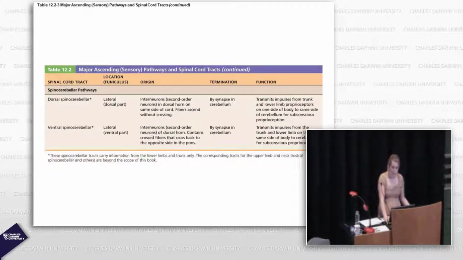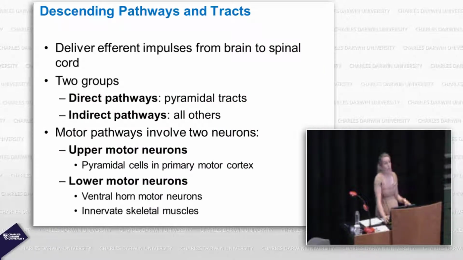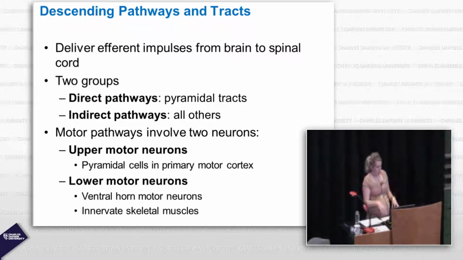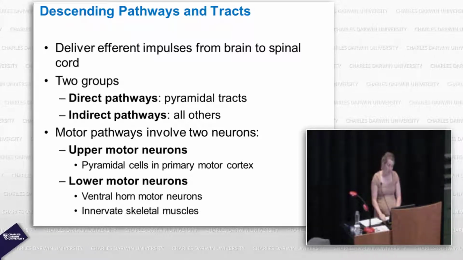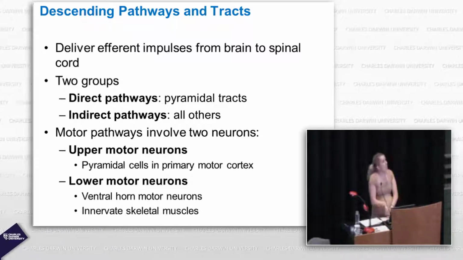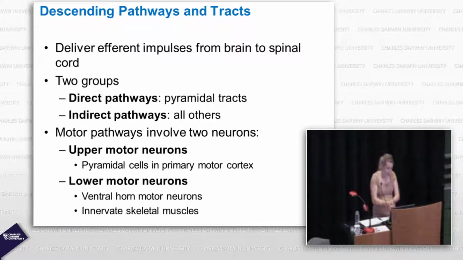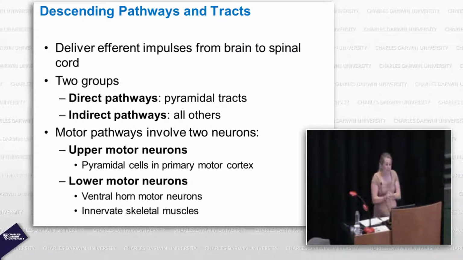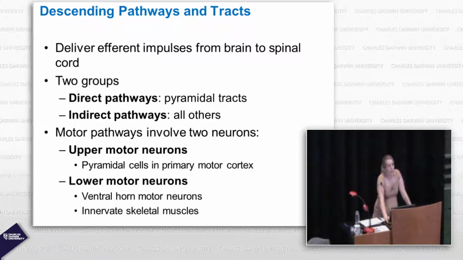Okay, so all of that was for sensory information, so the pathways for the sensory information to go from the receptors to the brain. Obviously now if we look at the descending pathways, we're talking about motor pathways to deliver efferent impulses from the brain to the spinal cord. Efferent refers to motor, whereas afferent would refer to your sensory ones.